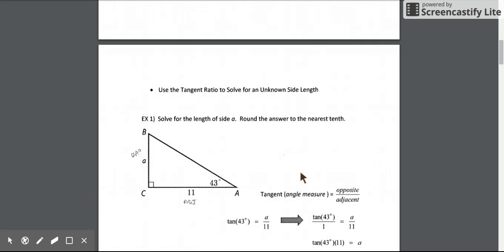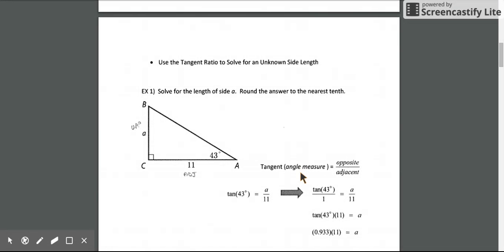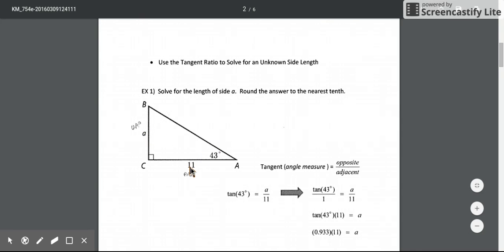So how can we use the tangent ratio to solve for an unknown side length? Well, we have to know the angle measure in order to do this. In this example, if we're talking about angle A, we're going to use 43 degrees when we substitute into our angle measurement. The opposite side length across from that angle is side length A, it's unknown. The adjacent side length to this angle is 11. So when we substitute everything into our tangent equation, our TOA equation, we substitute the angle measurement that we know and the adjacent side length that we know, and we're going to solve for A.